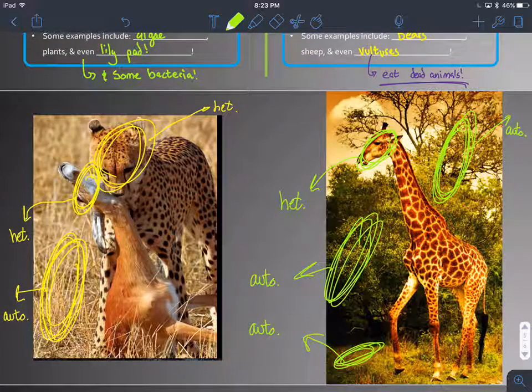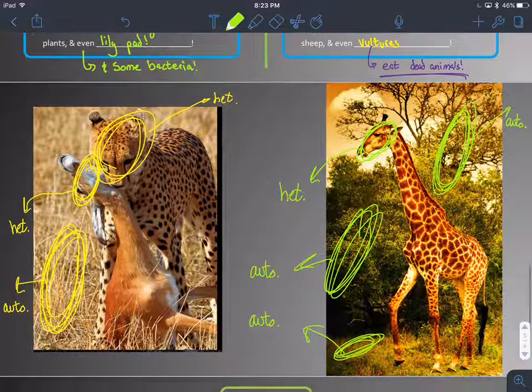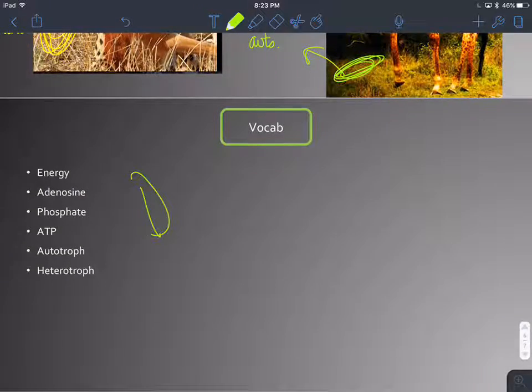Okay, so I want you guys to get used to being able to see pictures like this and being able to describe the different animals and plants you see as heterotrophs and autotrophs, because these are two terms that we for sure are going to be using for the rest of the year. So define this vocab and then move on to the group work that's online.